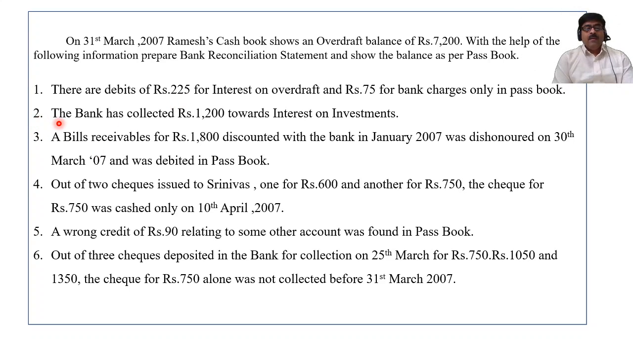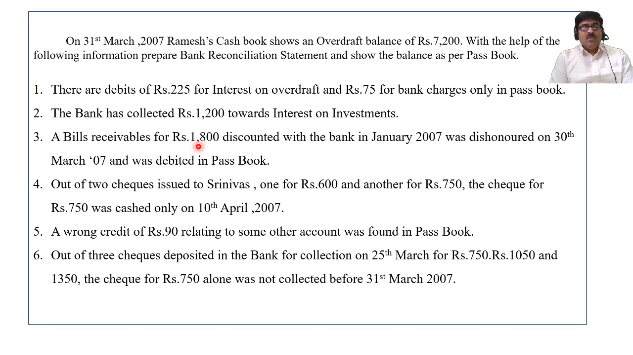Second one, the bank has collected 1,200 towards interest on investment. Interest on investments received, 1,200, is an income. Bank collected means in the passbook the amount is credited. Amount was credited, so there is a decrease in the overdraft amount or the balance in the passbook. So the passbook amount is decreased. We too have to decrease, or deduct, 1,200.